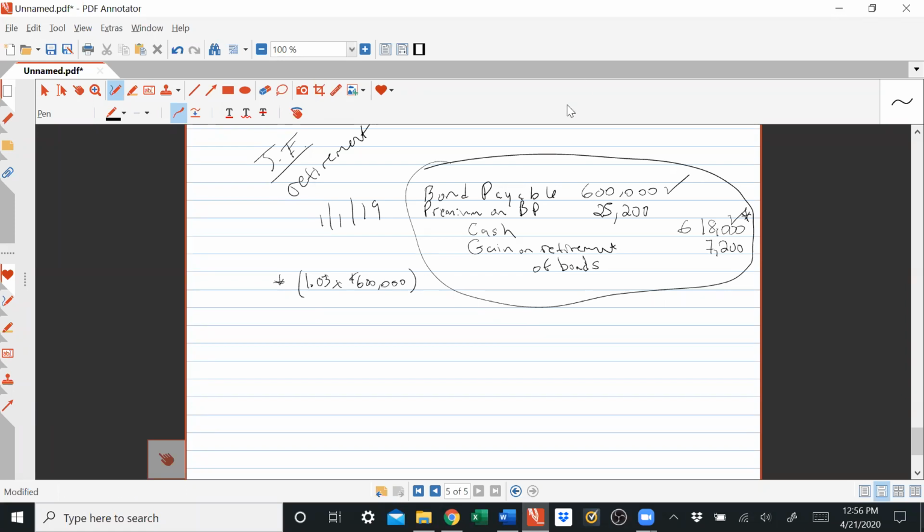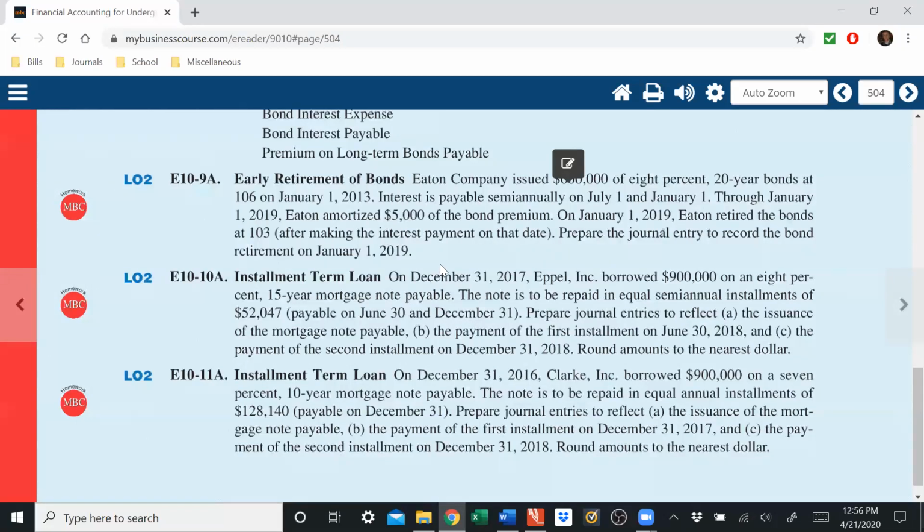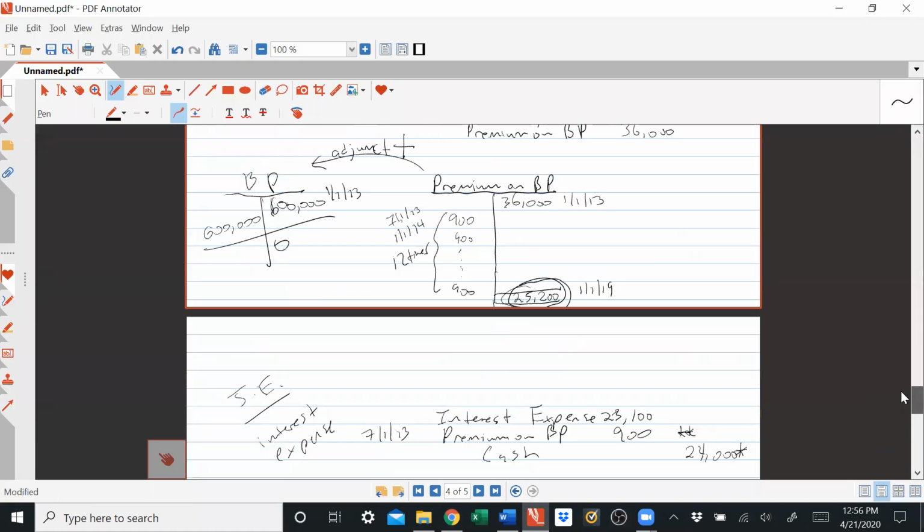Yeah, Ben, you're right. That's why the answer key says that. Okay, let's go back. I did too much. It says in the problem, like you pointed out, this sentence right here. This is the key sentence. Through January 1st, 2019, Eaton has only amortized $5,000 of the bond premium. How much did we say they had amortized? We said they had amortized $900 every time times 12. That would be the straight line method, or 10,800. When you subtract 10,800 from 36,000, you get 25,200. But the problem just says they've only amortized 5,000.